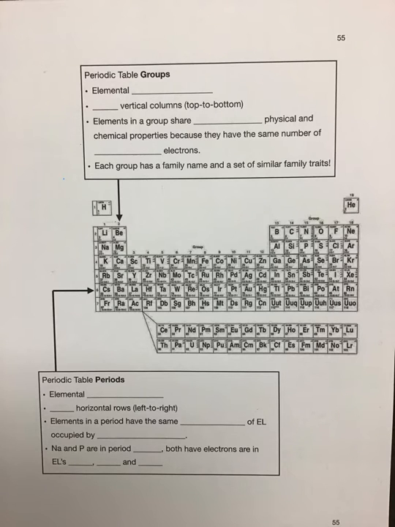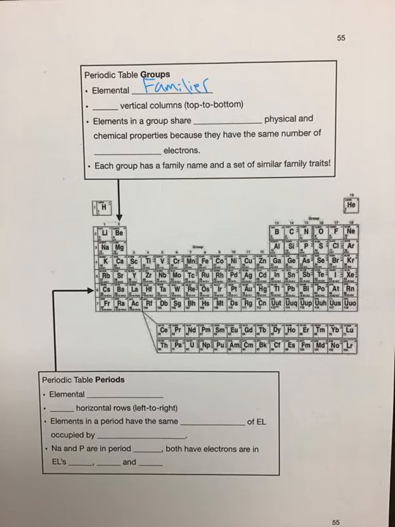Periodic table notes, page 55, taking a look at the directions or how to interpret some information on the periodic table. The periodic table has two major directions. So the first thing that we're going to look at are the periodic table groups. These are known as elemental families.